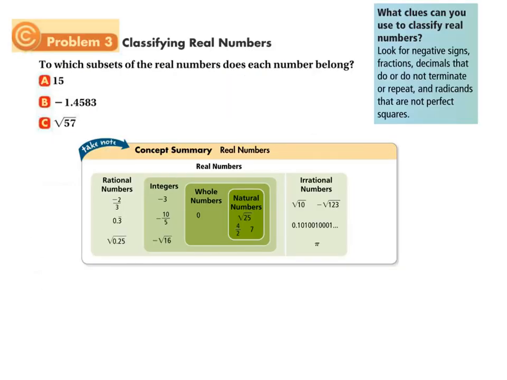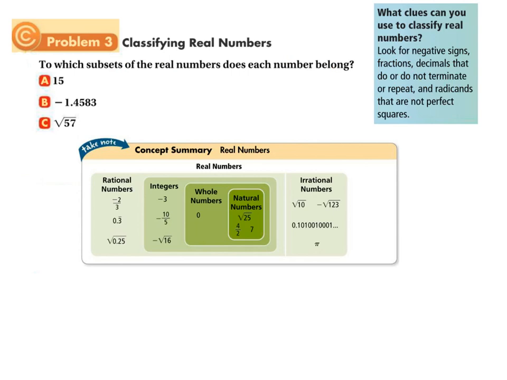All right, so what if we wanted to classify numbers in these groups? And by the way, I've recopied this for you for convenience. You might want to make some notes so you have reference to this, okay? To which subsets of the real numbers does each number belong? And there's a little hint over here. How do you classify it? You can look for negative signs, fractions, decimals that do not terminate or repeat, and radicands that are not perfect squares. Those will all be hints for you of where they go.